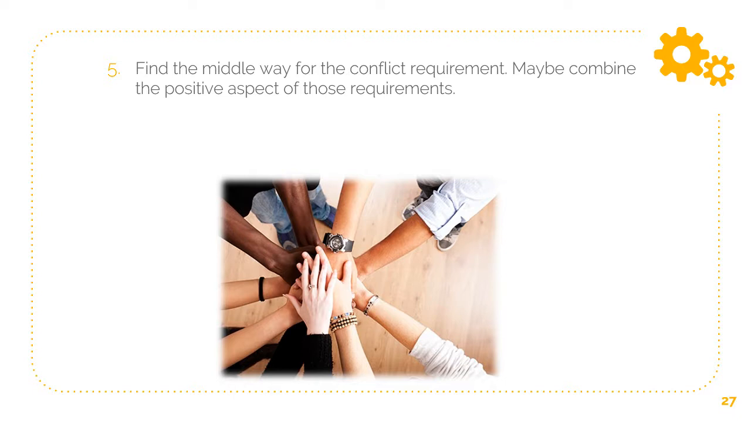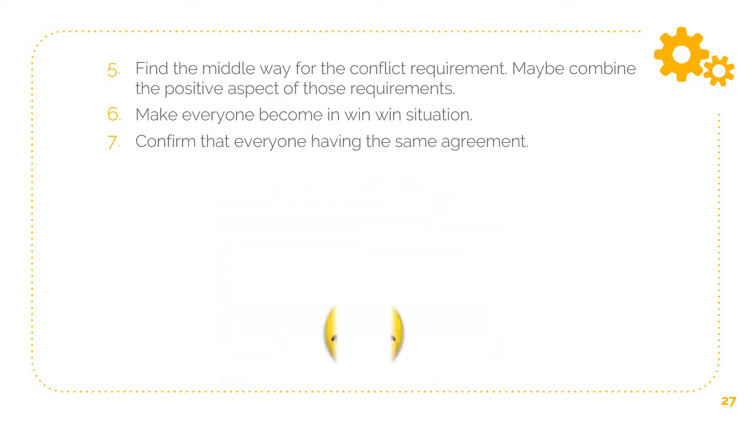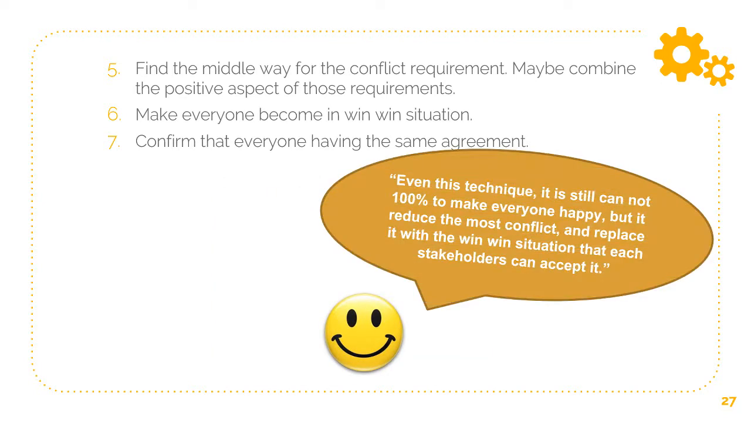Trade-off on the middle ground finds the middle way for the conflicting requirements and combines the positive aspects of each requirement. It makes everyone come to a win-win situation, and it confirms that everyone has the same agreement. Even though this technique is not at full 100% able to make everyone happy, it reduces most of the conflict and replaces it with a win-win situation that each stakeholder can accept.